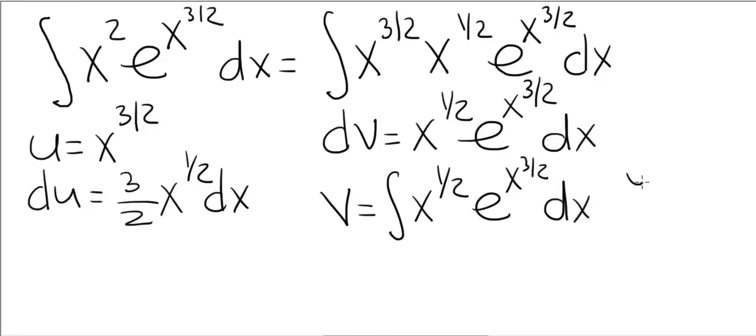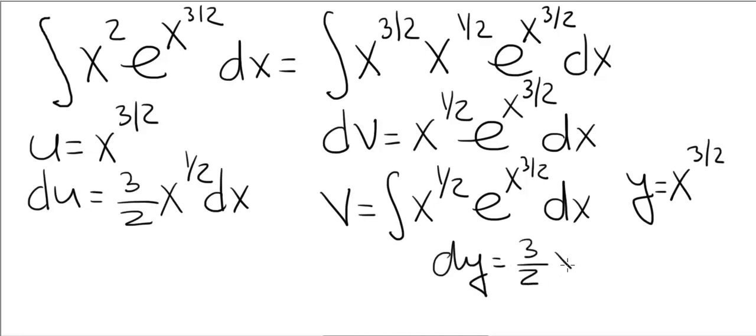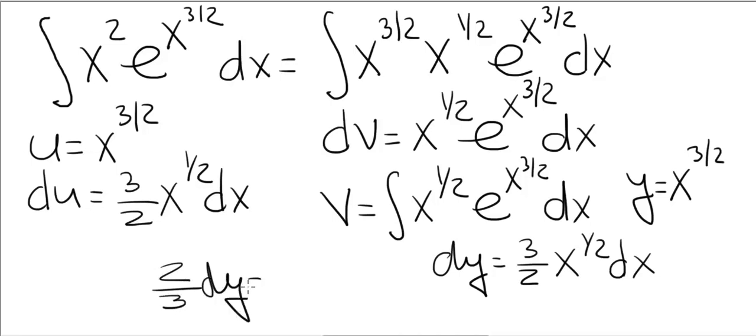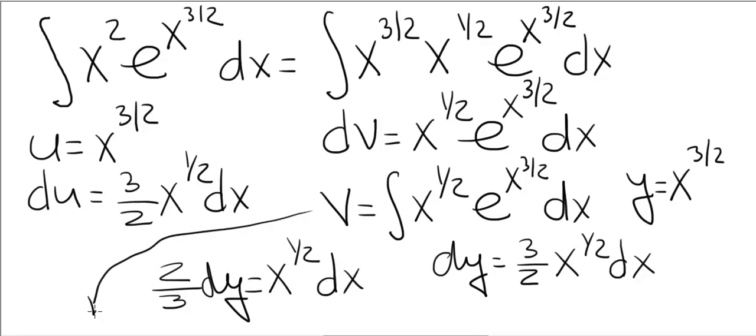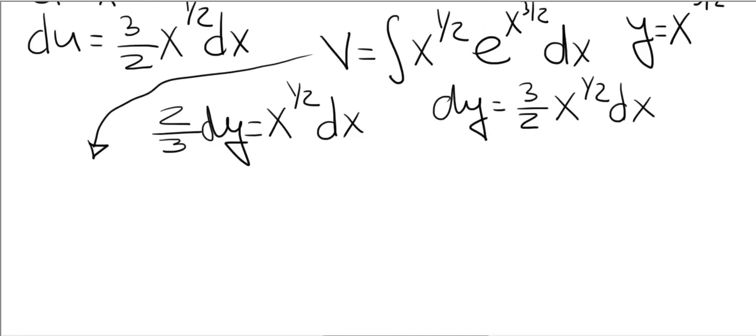Let y be the exponent of e, x to the 3/2. dy is equal to 3/2 times x to the 1/2 dx, and so 2/3 dy is equal to x to the 1/2 times dx. Now let's express this integral for v in variable y.